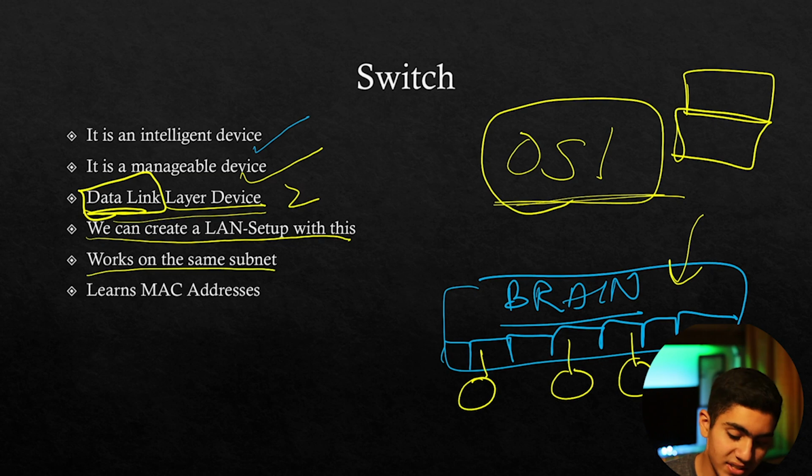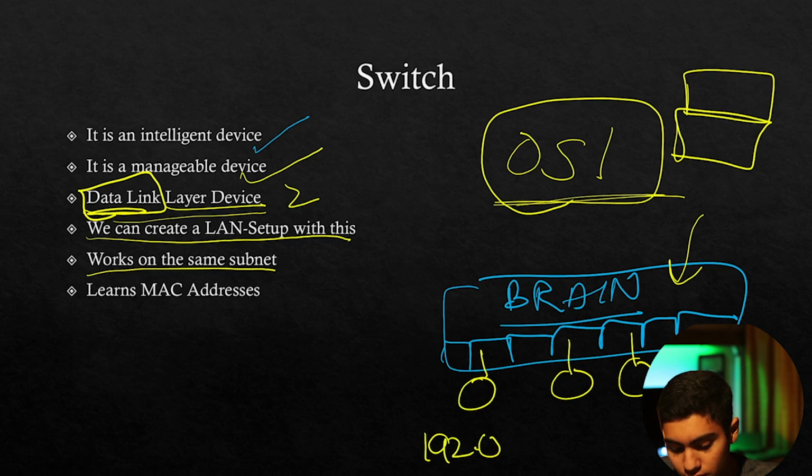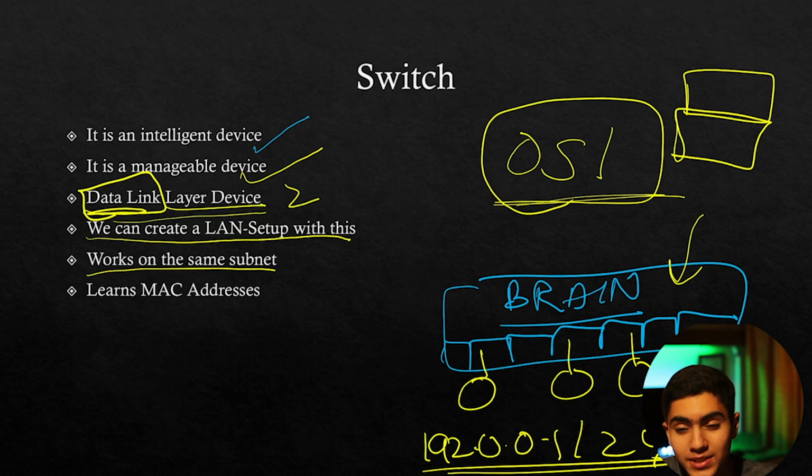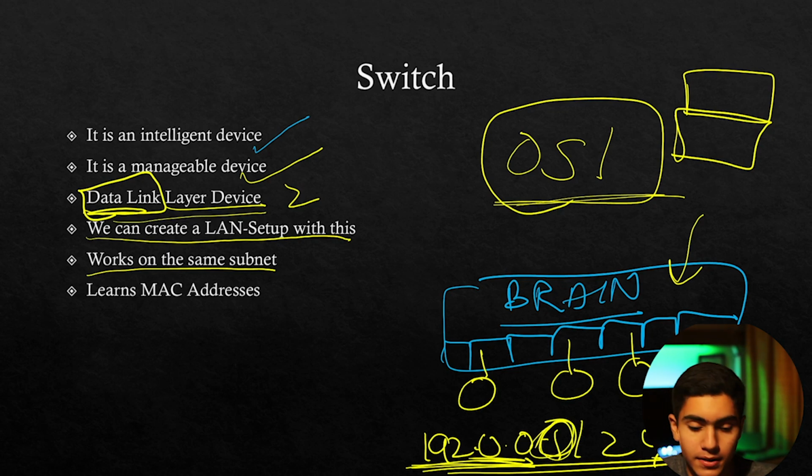Then we have, it works on the same subnet. This works on the same subnet. Our same subnet is, let's say this is the IP address 192.0.0.1/24. All right, this is the IP address. Same subnet means that this last octet will be changing. All right, these three octets will remain the same. This last octet will be changing. So that means it's in the same subnet.